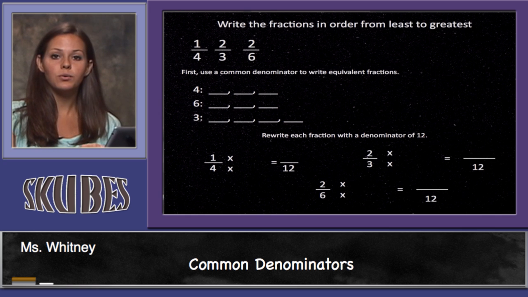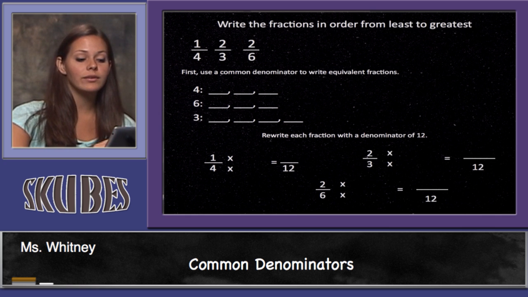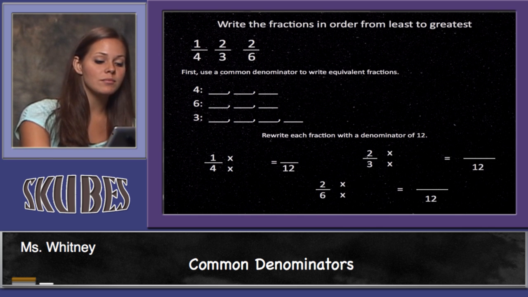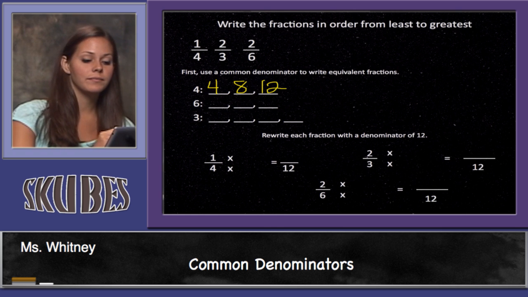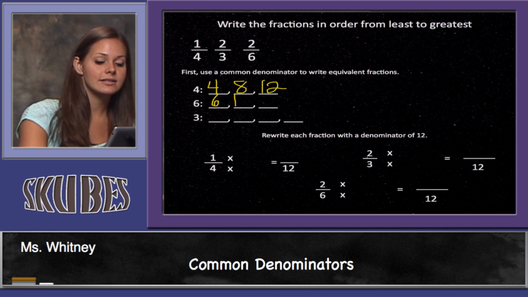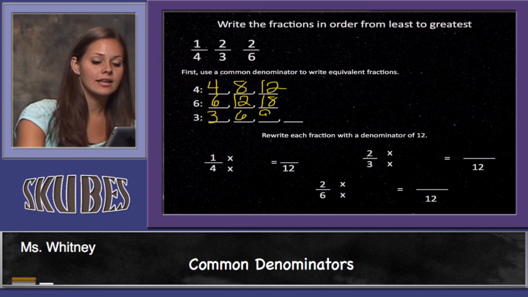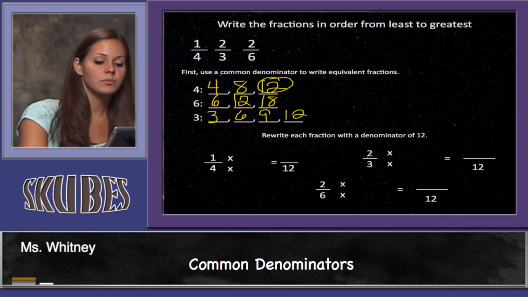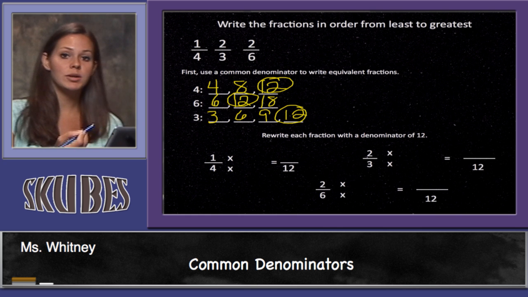Now let's write the fractions in order from least to greatest. We have 1/4, 2/3, and 2/6. First, we need to find a common denominator. Let's write the multiples of each denominator. 4, 8, 12, 6, 12, 18, 3, 6, 9, 12. 12 is the common multiple.